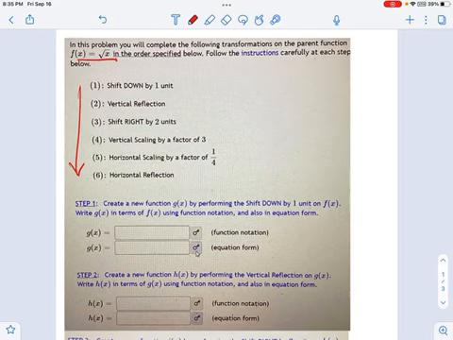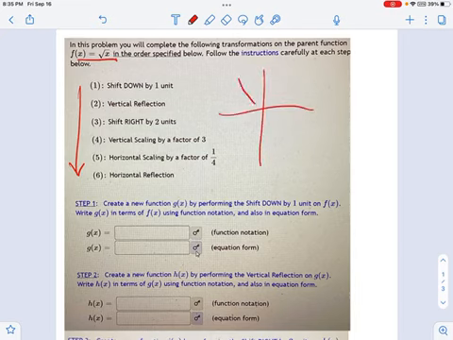Now, normally in class we talk about doing stretches first and shifts last, or reflections first. It really doesn't matter, as long as the shifts come last. But in this case, we don't really have that option. We have to follow the specific order. And you'll see that actually makes a pretty big effect on the equation. And I'll just give you a quick explanation of why.